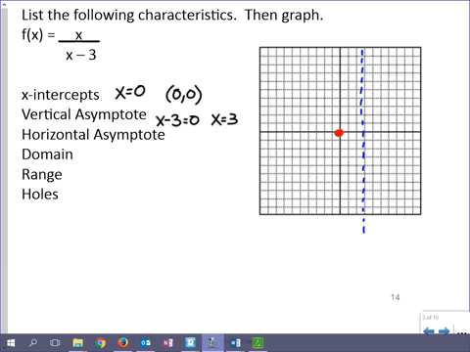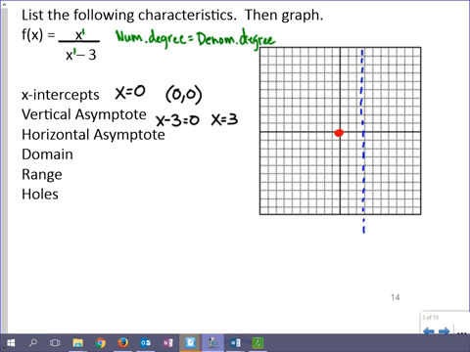We need to compare the degree of the numerator to the degree of the denominator in order to decide what your horizontal asymptote is going to be. What is the degree of your numerator? 1. What is the degree of the denominator? Also 1. So the numerator degree is equal to the denominator degree. Look in your notes. What does it say you should do for your horizontal asymptote here?